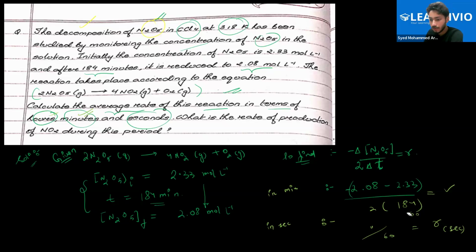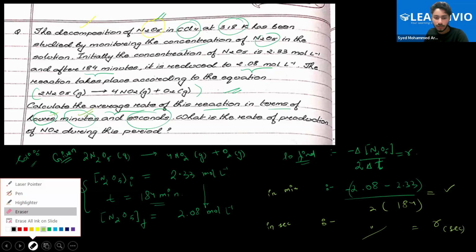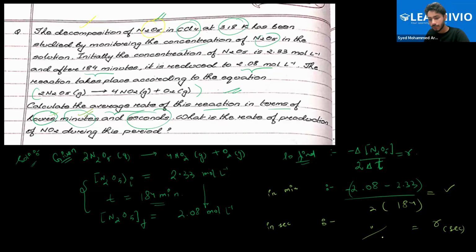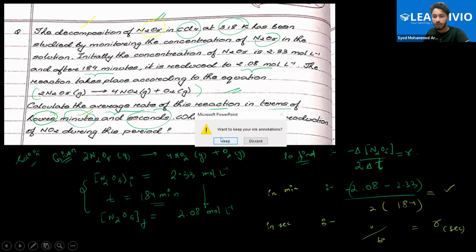Solve it and then tell me. Oh, leave it, because this is the calculation part. You have to do it on your own, so do it after the class. What we need to do is divide this by 60. I think you understood the concept.